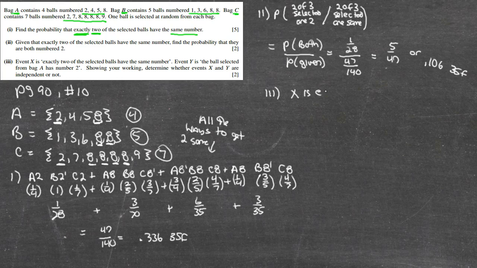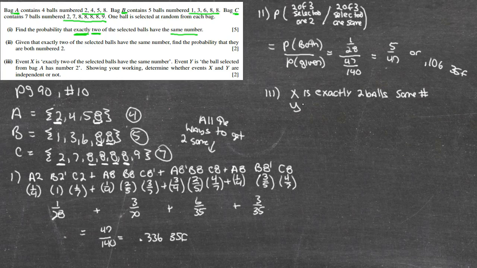So let's take that information and jot it down, get it in front of us. X is exactly 2 of the balls being the same. All right, and while you're writing that, you should be thinking, I've already done some stuff with this, so I may be able to reuse some information.